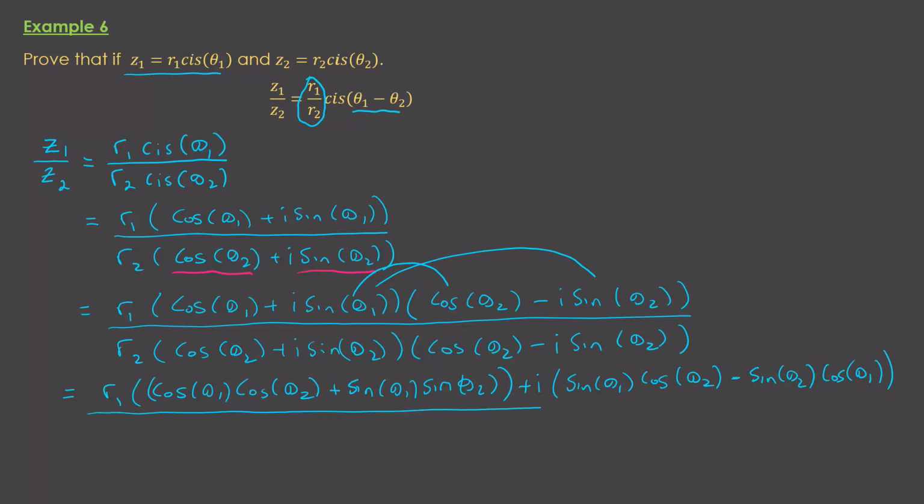Now the bottom is a difference of perfect squares. So we'll have the R2. The cross terms here will go. So what we're going to have is cos squared theta 2. And then when we do this, we'll get minus i squared. And i squared is -1, so that ends up being plus sine squared theta 2.